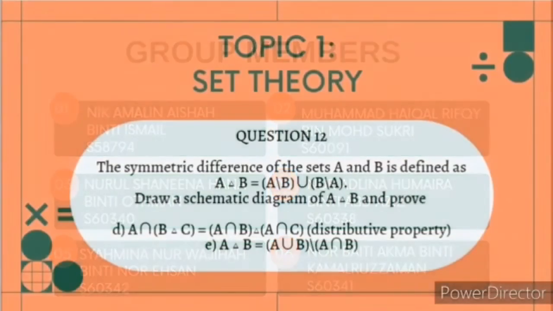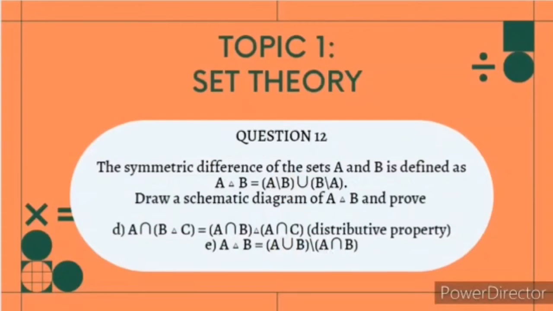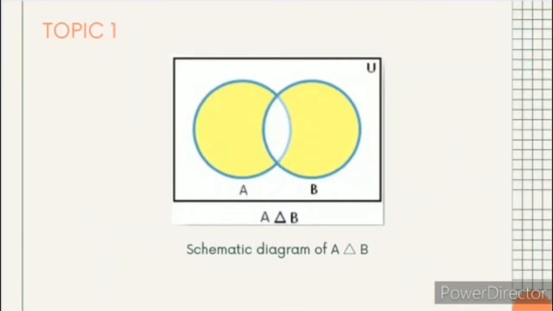Today, I would like to present topic 1 about set theory. Question 12. The symmetric difference of the sets A and B is defined as A delta B equal to A \ B union B \ A. Draw a symmetric diagram of A delta B and prove D, A intersect (B delta C) equal to (A intersect B) delta (A intersect C), distributive property, and E, A delta B equal to (A union B) \ (A intersect B). This is the schematic diagram of A delta B.